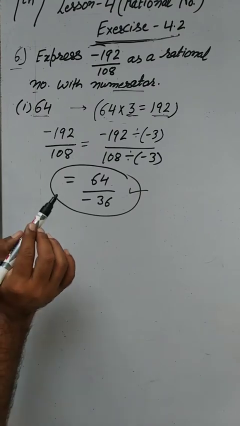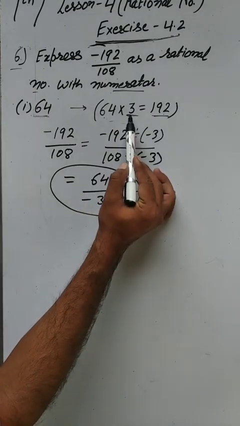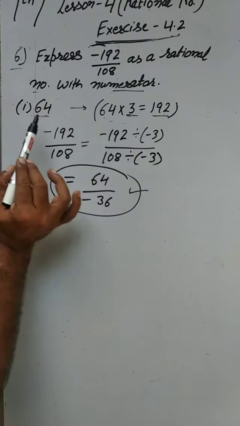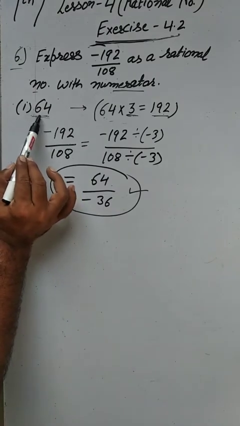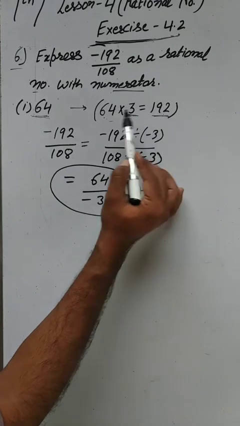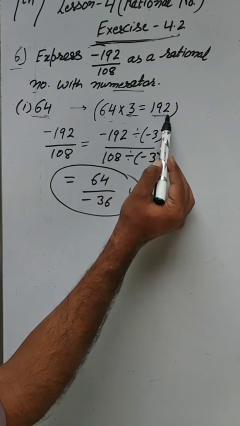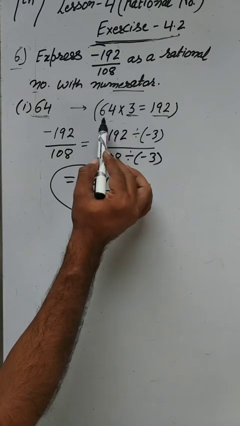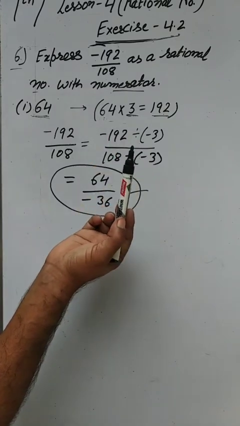I am again repeating how you will find that number. You will find it from here: 64 multiplied with what number gives 192? Now 64 multiplied by 3 is 192, that means 192 divided by 3 will be 64. Understood?